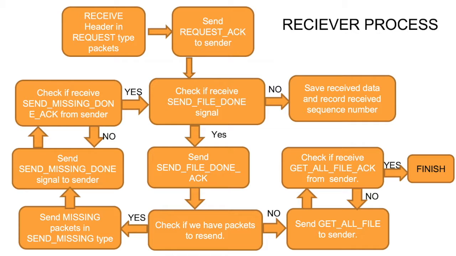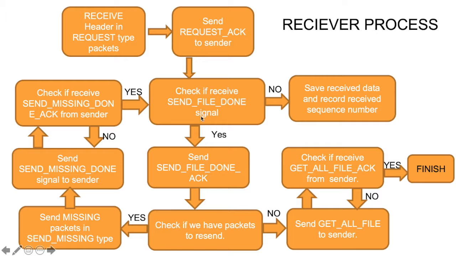And once we receive the send file done signal from the sender, that means they have finished sending all the packets. In that case, we will send back the acknowledge about the send file done. And if we can't receive the send file done signal, that means we are still receiving the data information, not the signal. So what we have to do is save this data we have received and record the received sequence number.